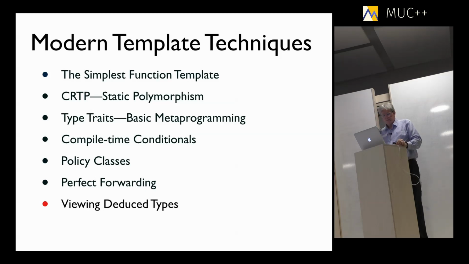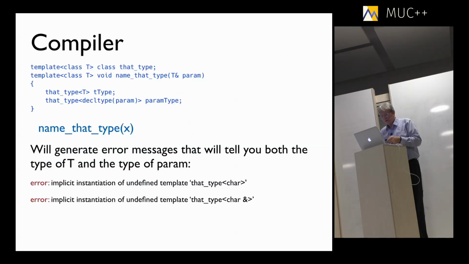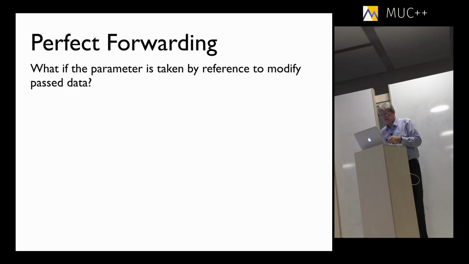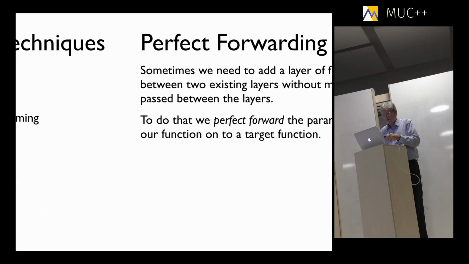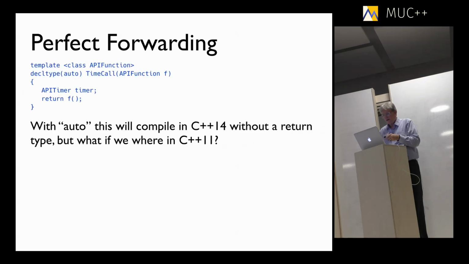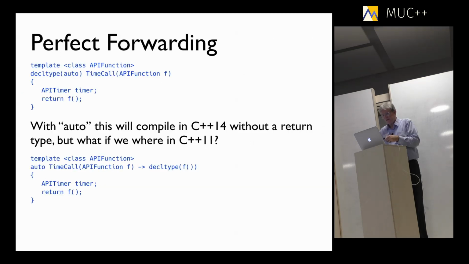I didn't understand why not simply auto. Yeah, right? We could just go ahead and say auto. Okay, which one was this? This was perfect forwarding. Okay. This one here.